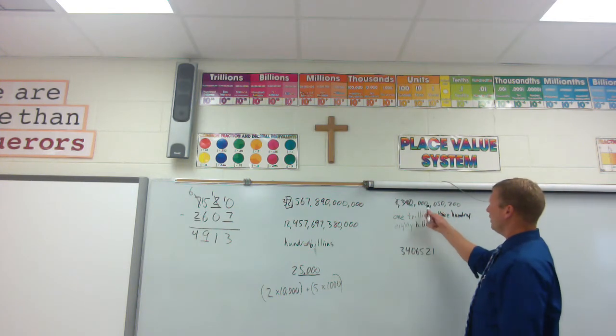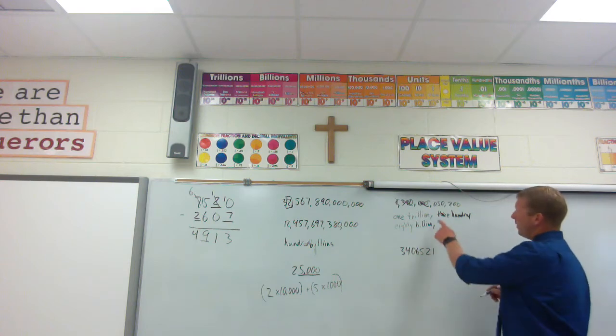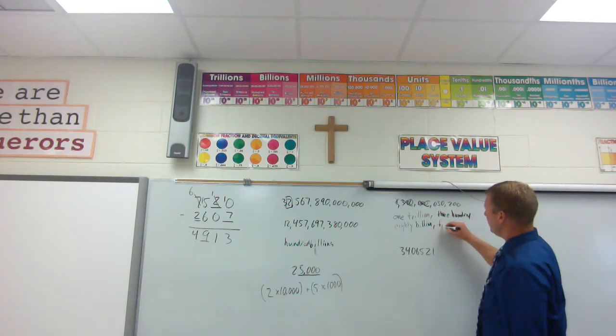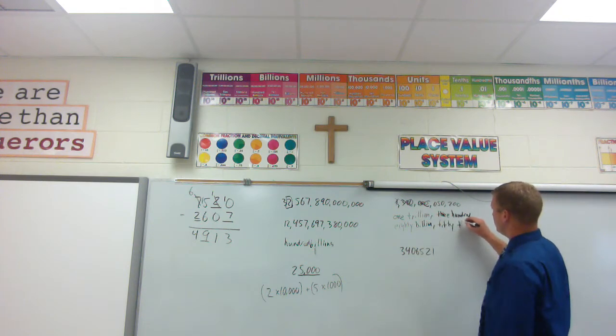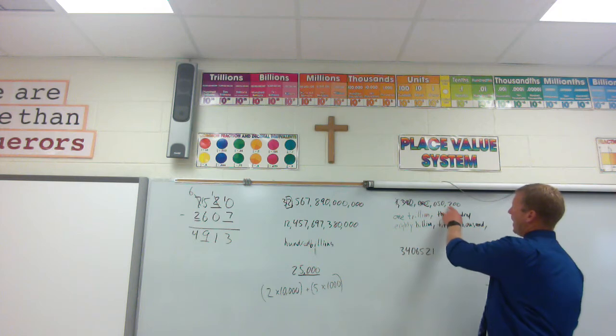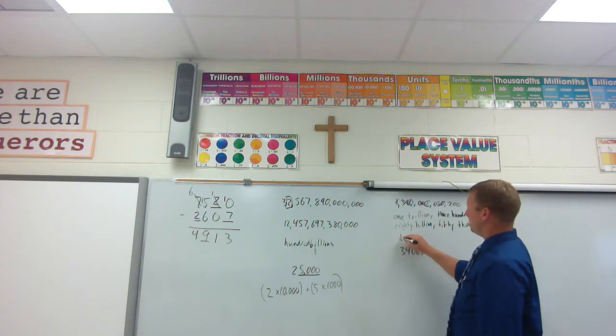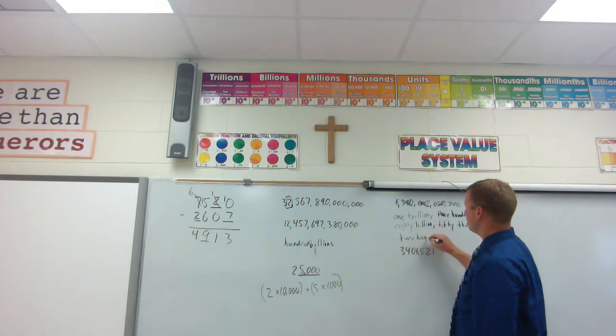There are no millions, so I cross it out. The next group of 3 is the number 50, so I write 50. It's in what position? The thousands, so I have 50,000. The last group is 200, and I simply write 200.